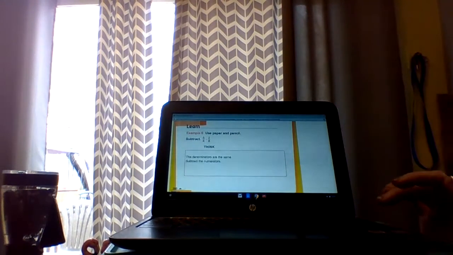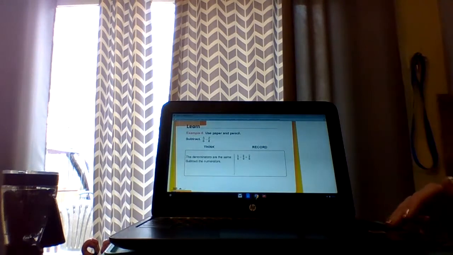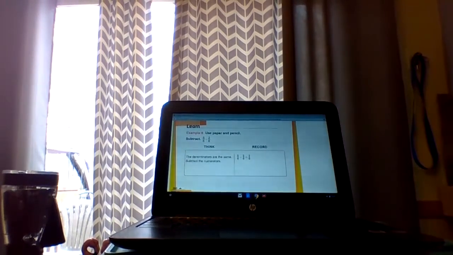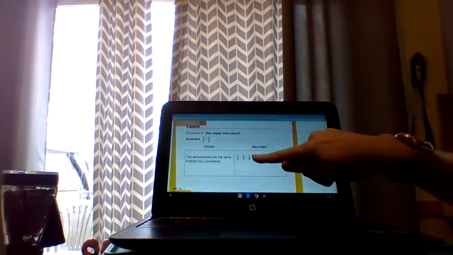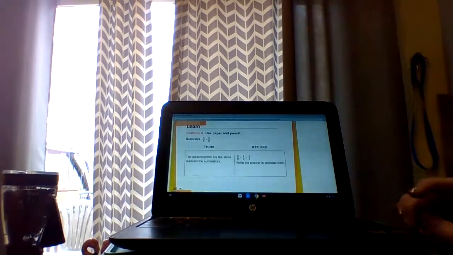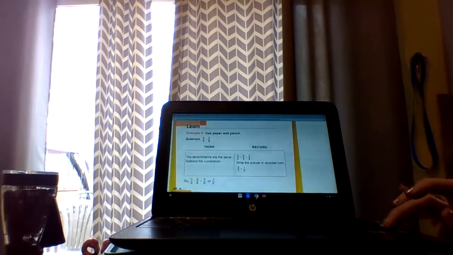Okay, last one. 5/6 minus 2/6. You can do this. You can use paper or pencil, or you can use your big fat smart brains. What's 5 minus 2? Yep, 3. Denominator stays the same, so 3/6. Oh man, we still have to simplify this. What number can be divided into 3 and divided into 6? It can't be 2 because 3 is not an even number, but it can be 3. 3 divided by 3 is 1. 6 divided by 3 is 2. So your answer is 3/6 or 1/2.